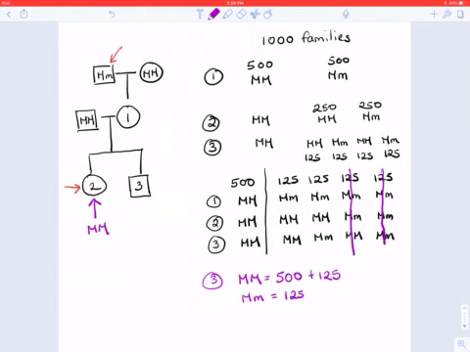So we look at this, we have 500 plus 125 is 625 cases for capital M, capital M, and 125 for capital M, small m. So the probability that this individual is capital M, capital M is equal to 625 out of 625 plus 125, which is equal to 5/6.